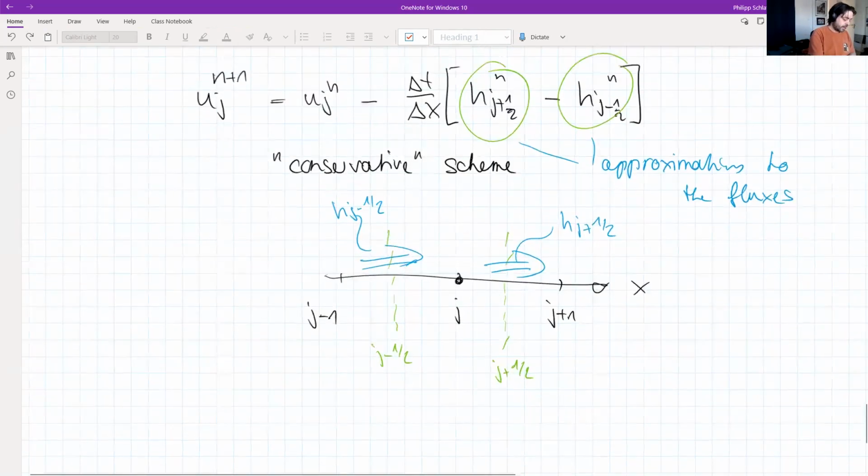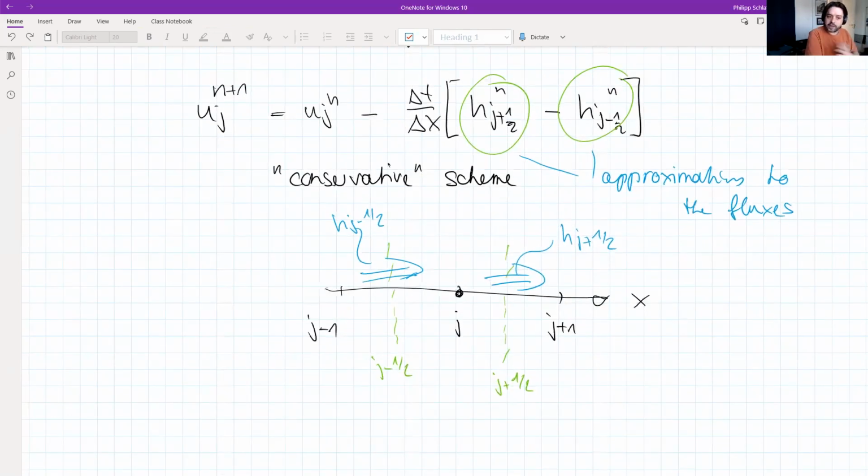Okay, so I guess it's obvious that this is a good way of discretizing the conservation properties of my scheme. Now, of course, the next question is, that's very good, but how do I now make sure that I get the upwinding in the correct way?